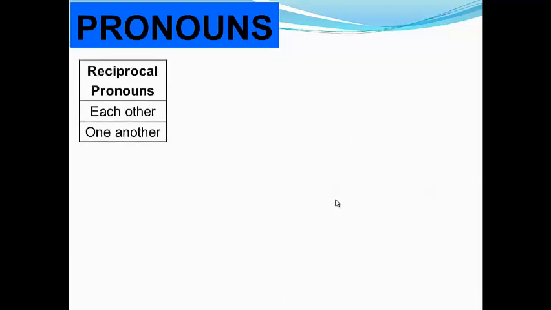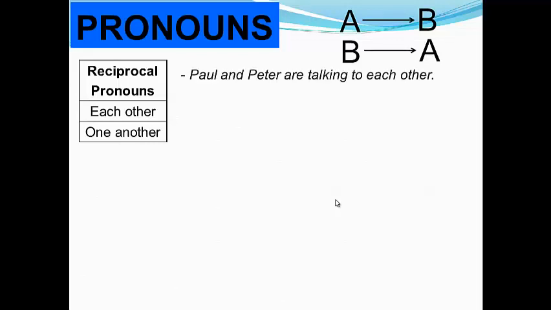Reciprocal pronouns are used when each of two or more subjects is acting in the same way towards the other. For example, A is talking to B, and B is talking to A. When can we use these reciprocal pronouns?